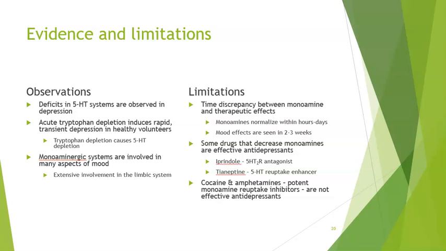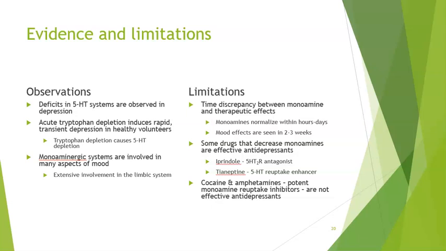Now, there are limitations to this hypothesis. One is the time discrepancy between monoamine effects and therapeutic effects. We're able to adjust the monoamine levels in the brain very quickly. However, the mood effects don't come for a very long time. The monoamines, the chemicals, can normalize within hours or just a few days, whereas for the mood effects, we have to wait multiple weeks in order to see any kind of effect. So why is that? That's something we still need to figure out.